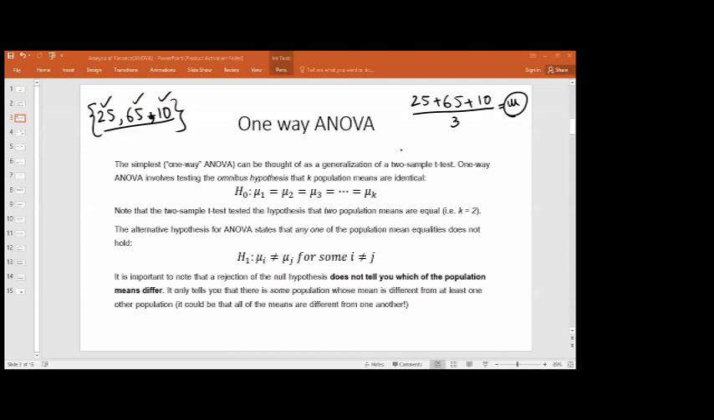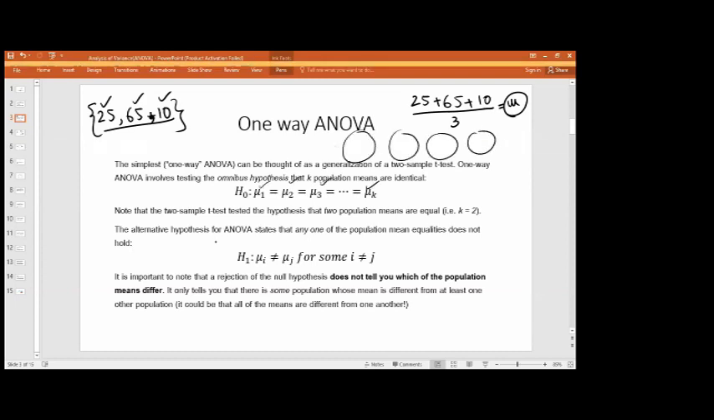If we increase the number of groups, then we move towards the ANOVA test, and this is one-way ANOVA. Note that the two-sample t-test tests the hypothesis that two population means are equal. K equals 2 means we have two populations, so we apply the t-test, but if we have more than two populations, then we apply the ANOVA test. The alternate hypothesis for ANOVA states that any one of the population mean equalities does not hold.